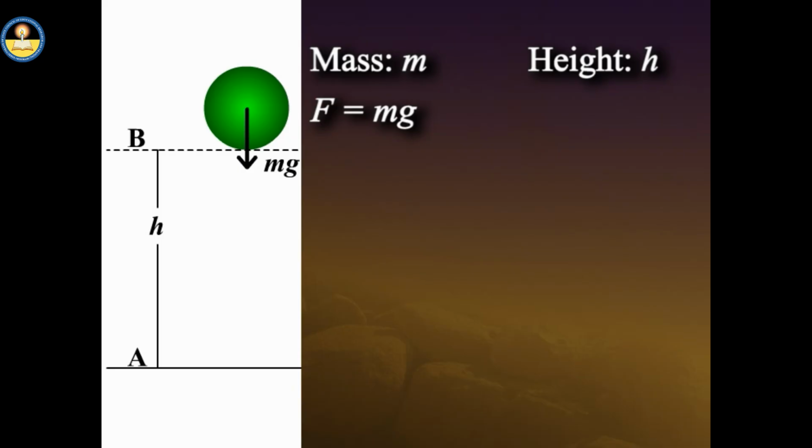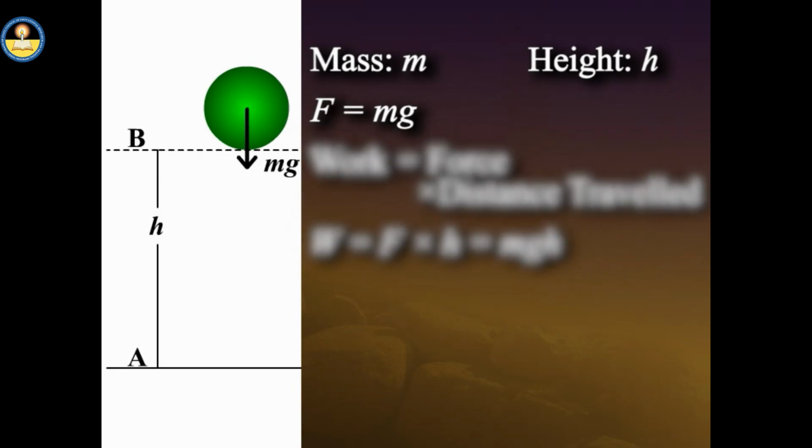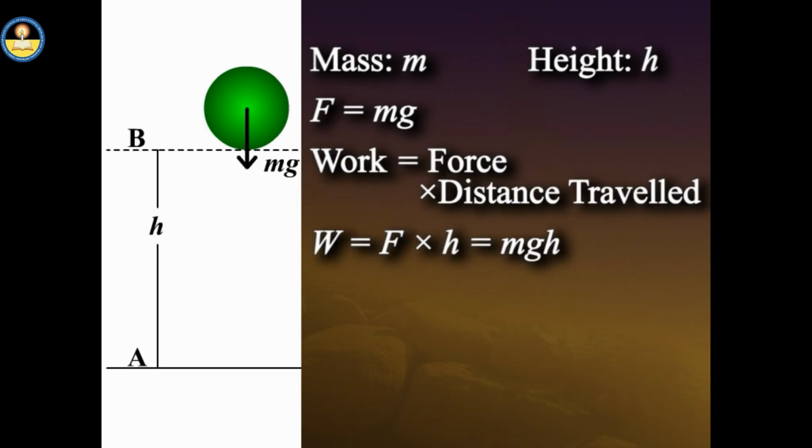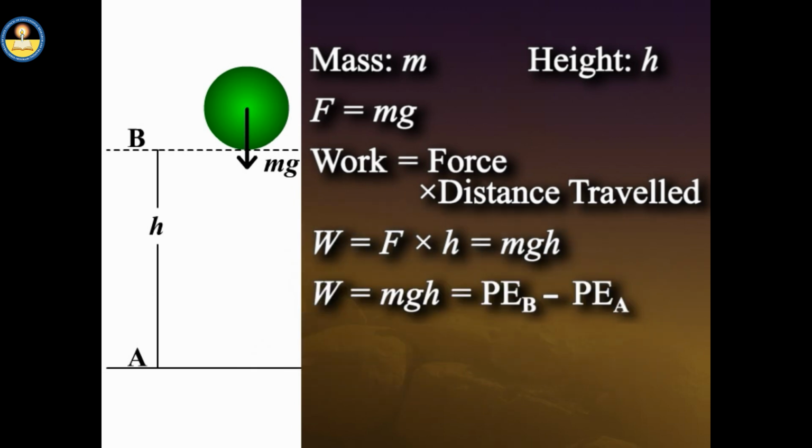To lift the body against gravity to the height h from its original position, we have to do work on the body that can be measured as the product of the weight and the increase in the height of the body. This work done is the increase in gravitational potential energy of the body with respect to its original position. If the gravitational potential energy of the body at the ground is 0, then this increase in potential energy is stored in the body as gravitational potential energy.